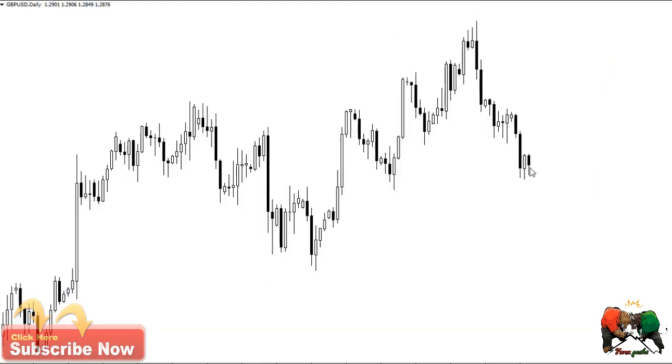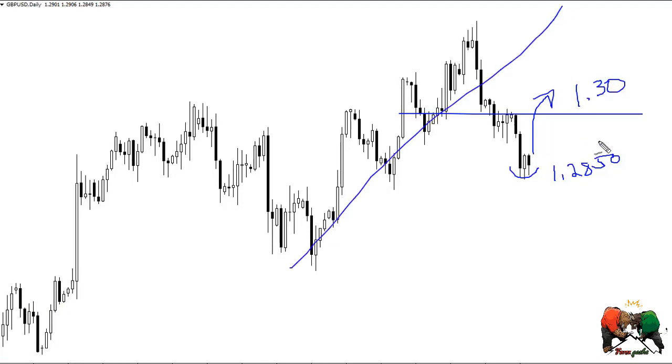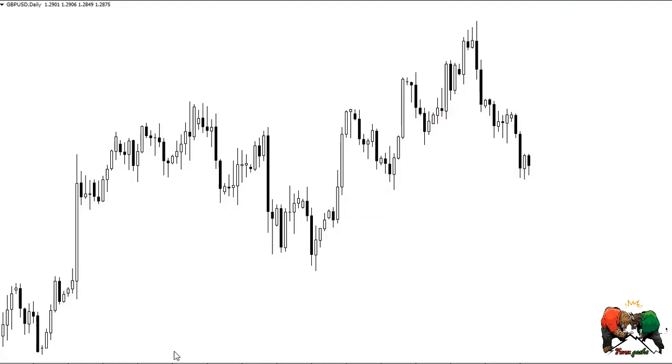The British pound found a little bit of support during the day on the 1.2850 level, which is going to offer a short-term bounce. The 1.30 level above should be massively resistant. Now, I think that eventually the sellers will come back in, and then we drop from there.